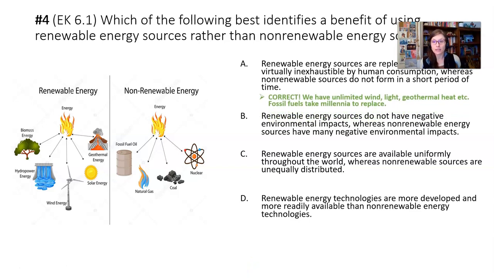Okay, next one, number 4: which best identifies a benefit of using renewable energy sources rather than non-renewable? A is correct because it is replenishable and inexhaustible. We have unlimited sources of these forms of energy. We can grow more plants, we have abundant wind, light, and the heat from the earth will not go away.